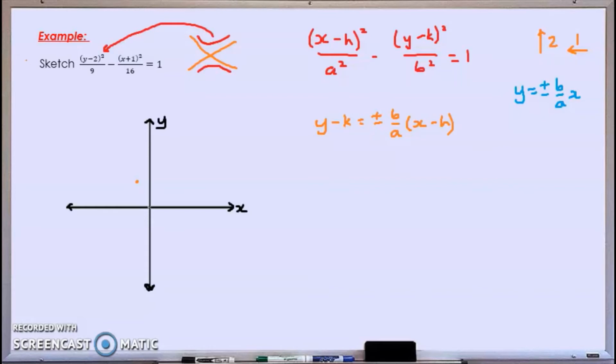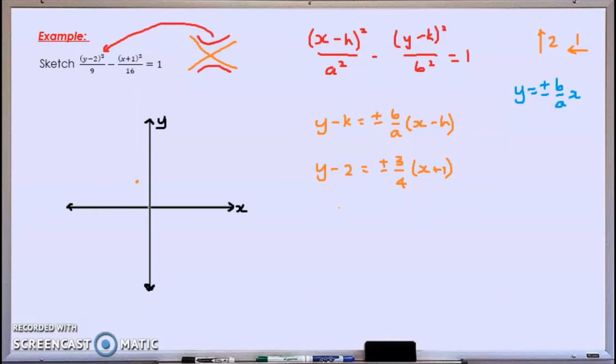That means this will lead us to asymptotes that will have the equation y minus 2 equals b over a. Now remember, b is the square root of what's under here. So b will be 3. a is the square root of this term, which will be 4. And then I'll have x plus 1. We can borrow the minus 2 and plus 1 straight from the top lines in our equation.